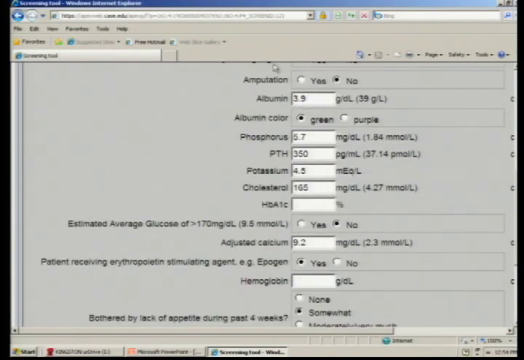One of the things that we have to do in chronic kidney disease, and maybe in other areas as well, is always ask the type of albumin assay you do. Is it a green or purple? So that we make sure we're comparing apples to apples.